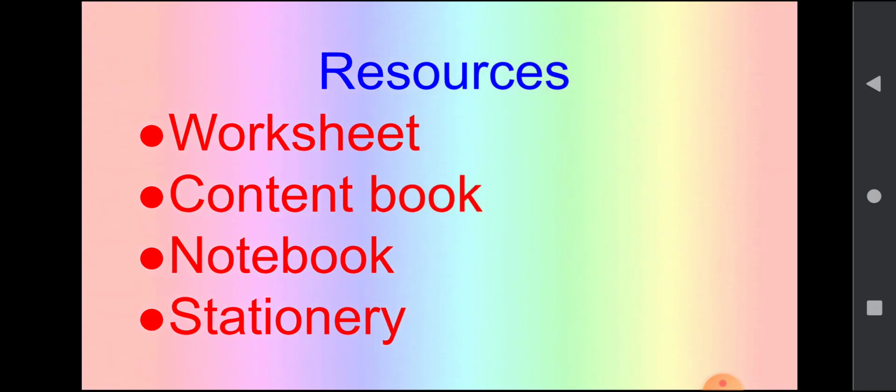These are the resources which you should have with you: your worksheet, content book, notebook and stationery. If you have all these things, it's really very good. If not, please pause the video and bring them.